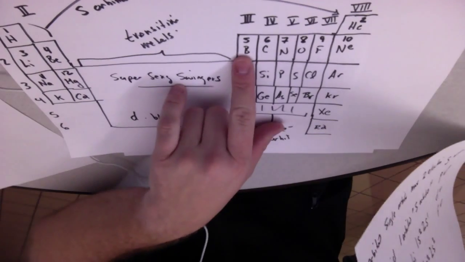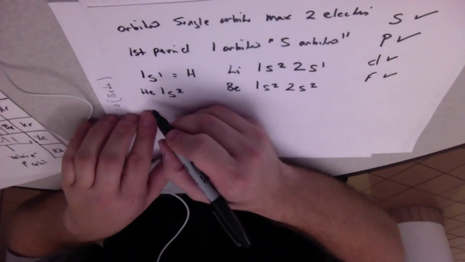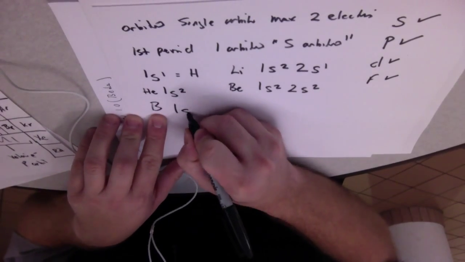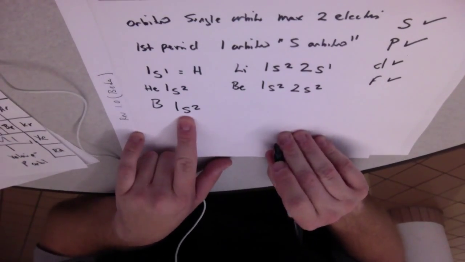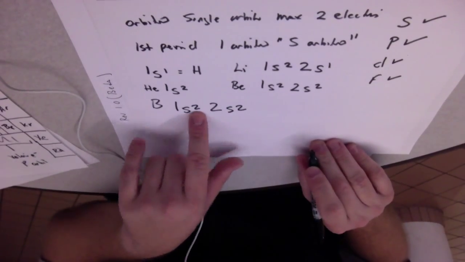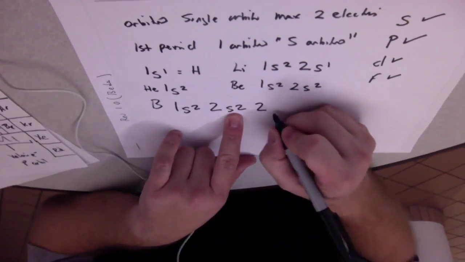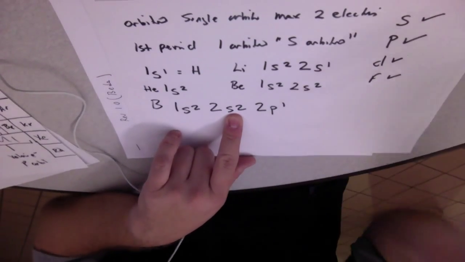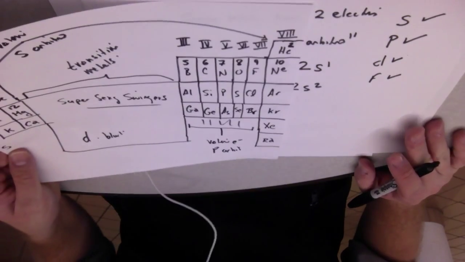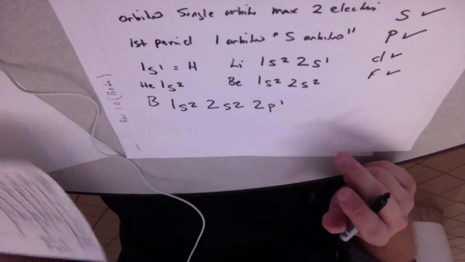Okay, so let's go ahead and move on to boron. Boron has 5 electrons. So we'll start 1s2, fill up my first shell. Now I'm in the second shell, 2s2. That's 4 electrons, 2p1. Then we'll go ahead and move on to carbon here.